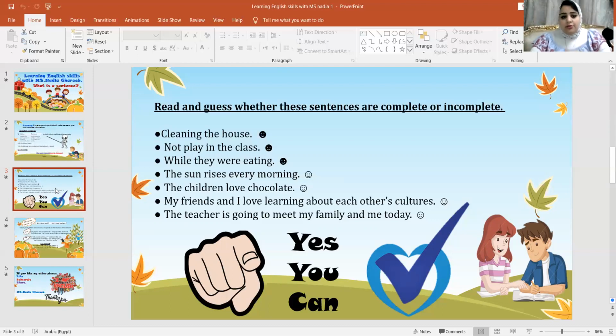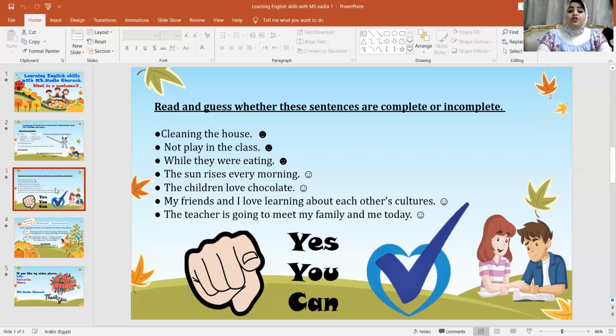The other one: the teacher is going to meet my family and me today. The teacher, this is the subject. Is going to meet, this is the verb of the sentence. Is going to meet what? Or who is she going to meet? My family and me today. So I completed the information. So here I already have the 3 rules: subject, predicate, punctuation marks, and it gives sense. So this is a correct sentence.